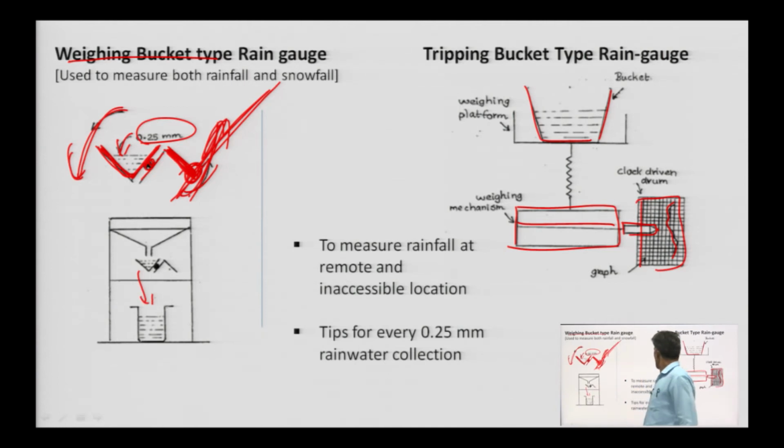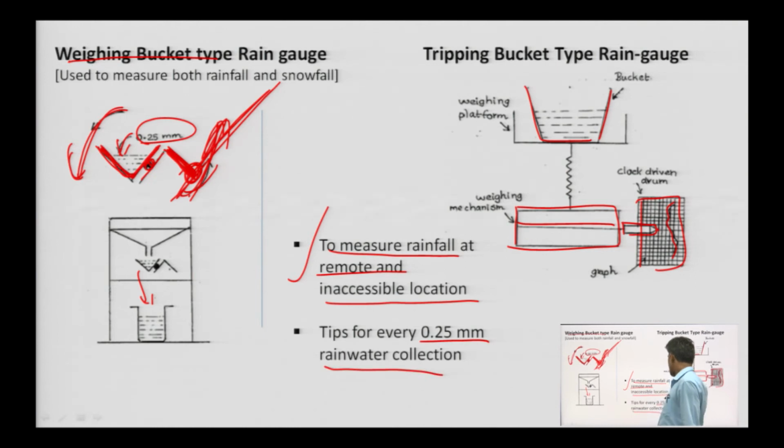This type of rain gauge is used to measure rainfall at remote and inaccessible locations. It is capable of recording the precipitation. It tips for every 2.5 mm of rain water collection that I have told you. For this one quantity of the water that has to be tipped up, with the help of the pointer attached on the other side, that is recorded.